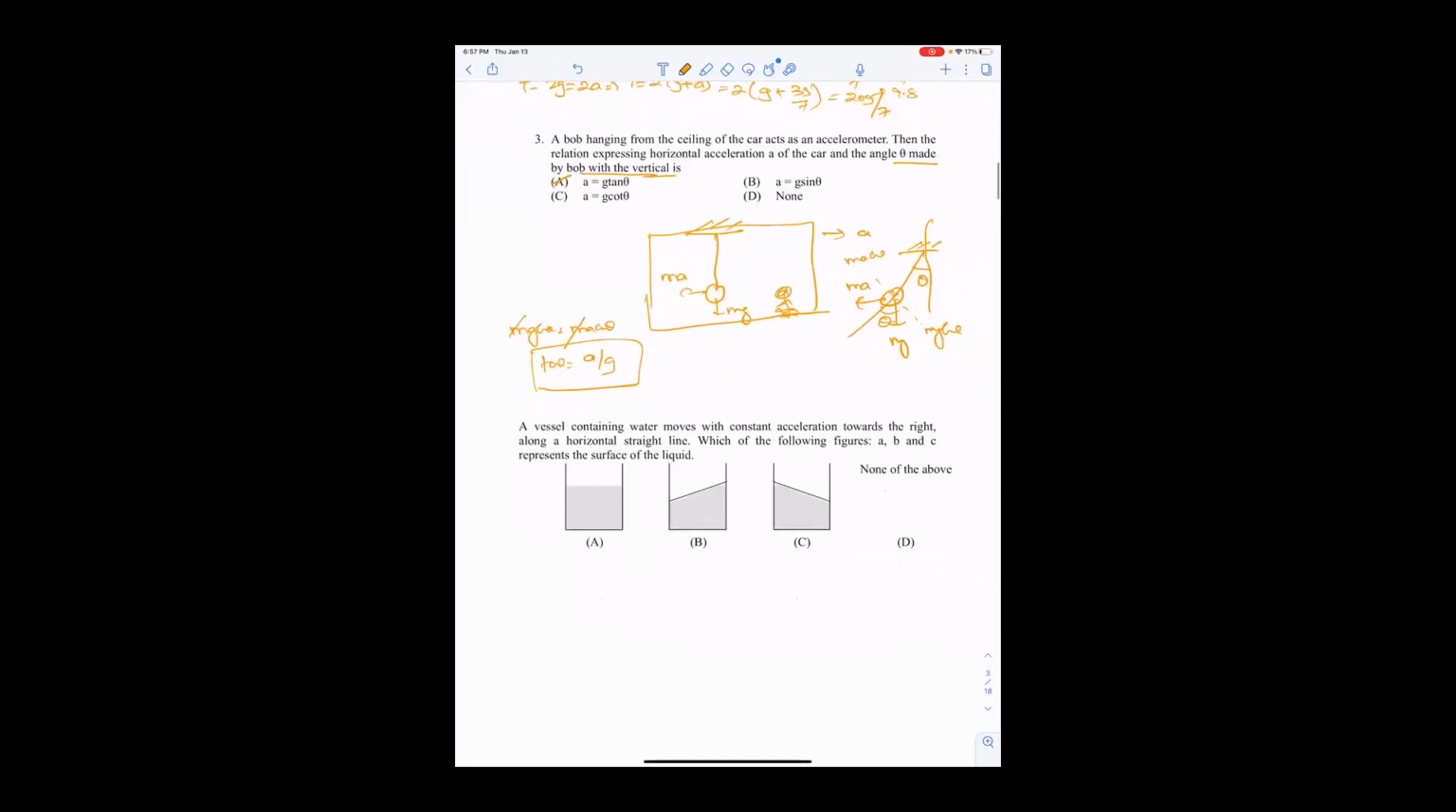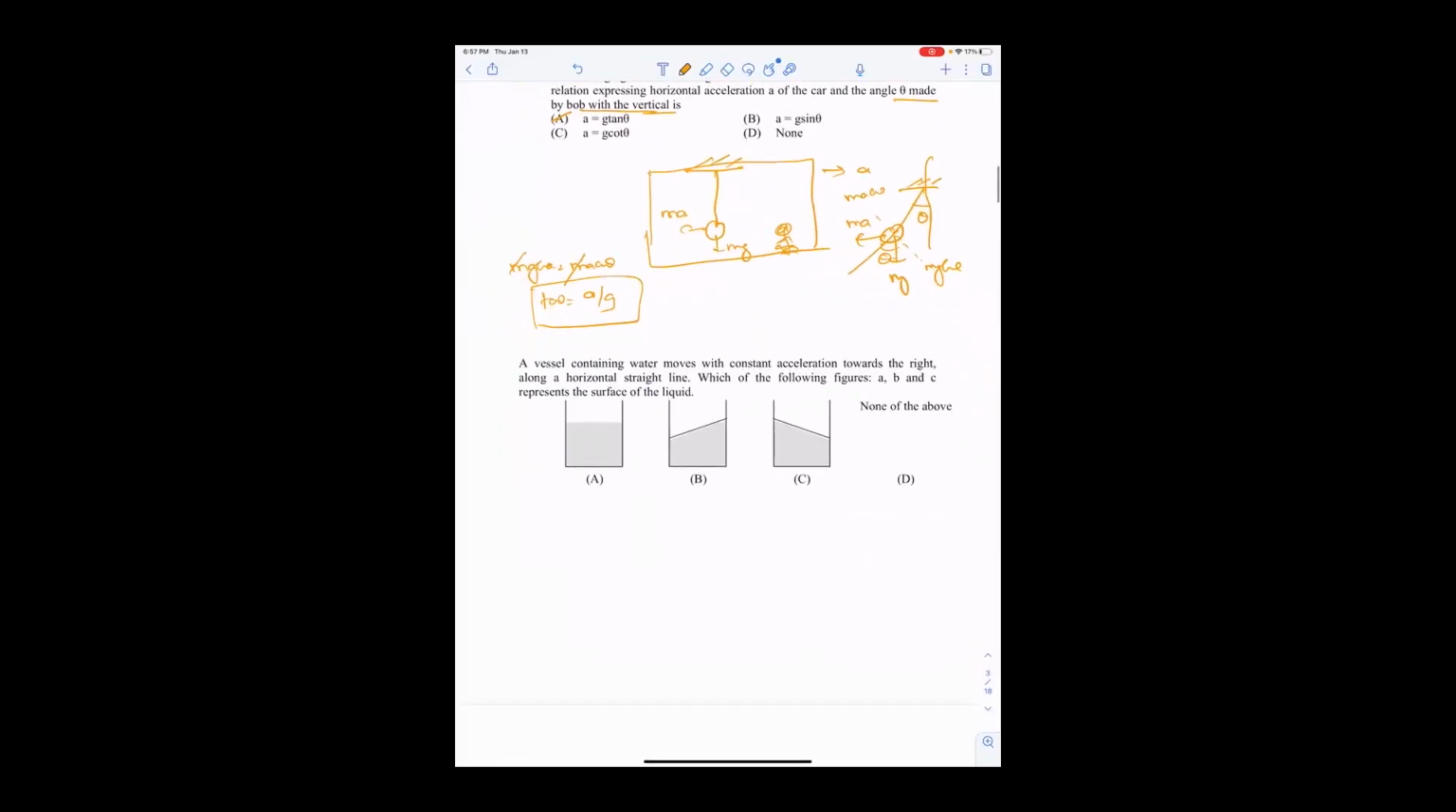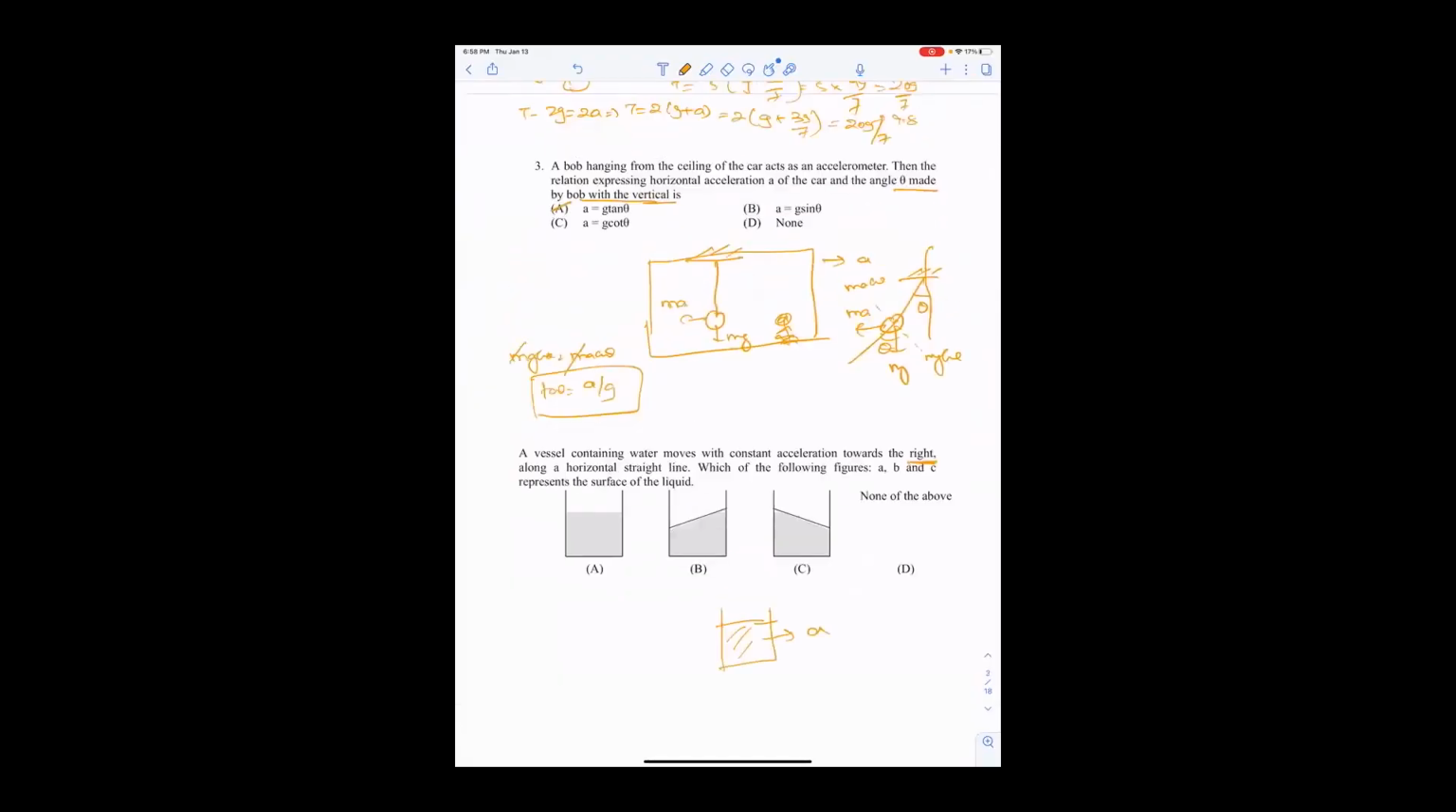Same question, another way they will ask you is: a vessel containing water moves with constant acceleration towards the right. So there is a vessel, there is some water inside, then acceleration a. It's going towards the right, that is the important one. Which of the following figures A, B, C represent the surface?